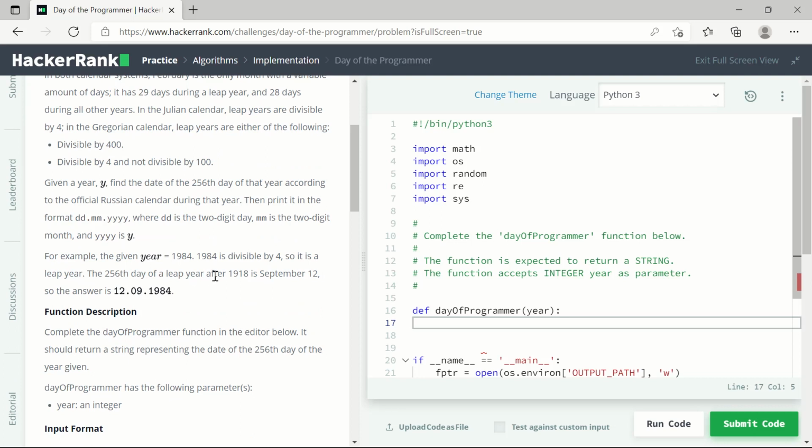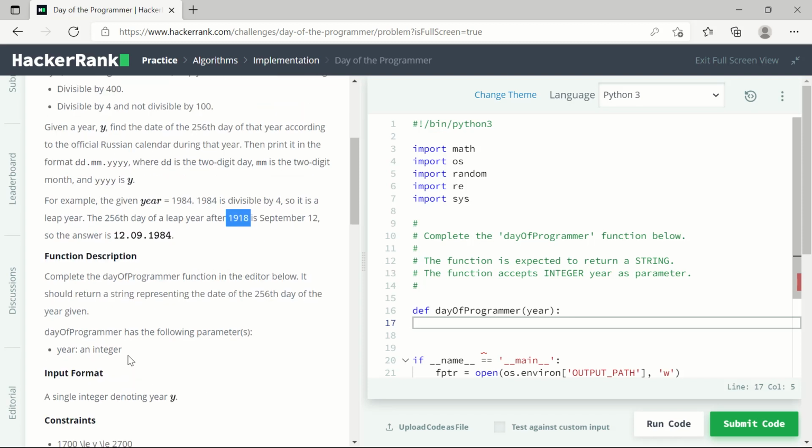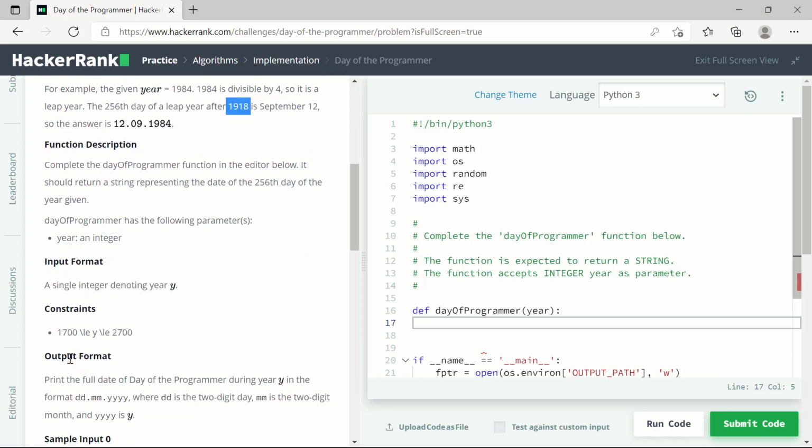So if there is any year after 1918, then for a leap year, the day will be 12th of September. That means if we look at the year 1984, then the 256th day of the year will be 12th of September because 1984 is a leap year. We have to complete the definition of the dayOfProgrammer function, which accepts only one parameter, an integer value, year, and the output format, as already explained, will be in this format.